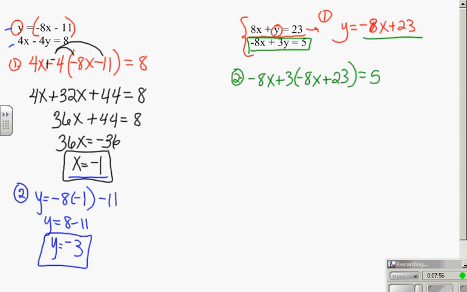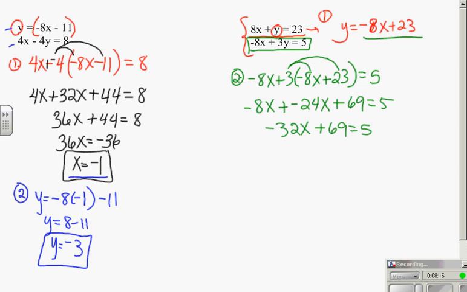You don't always have to solve for x. You could solve and substitute for y. These problems have just worked out that way. So I'm going to have a distributive property here. Negative 8x plus negative 24x plus 69 equals 5. Combine like terms. Negative 32x plus 69 equals 5. Subtract 69 from both sides. Negative 32x is equal to negative 64. Divide by negative 32. X is positive 2.